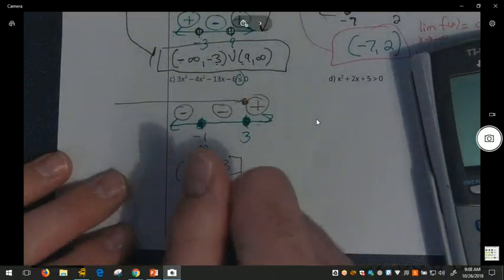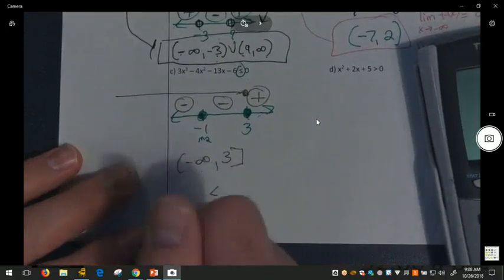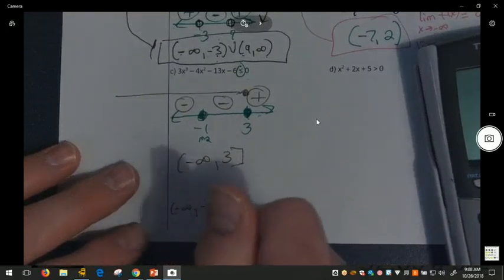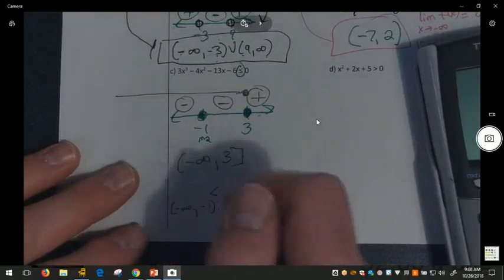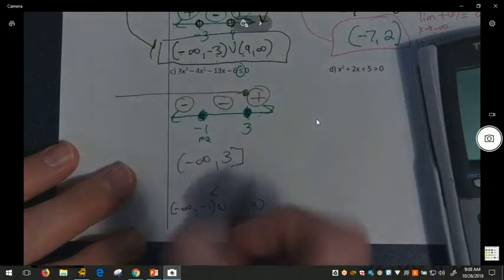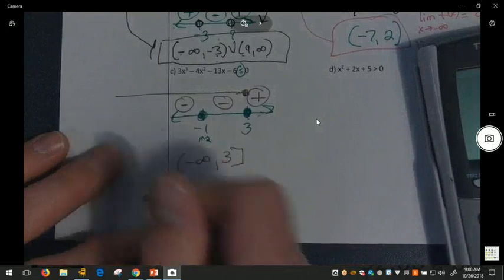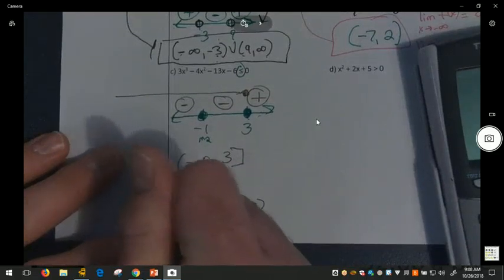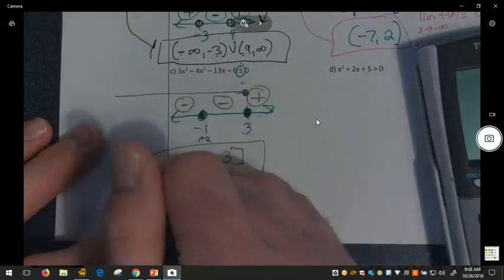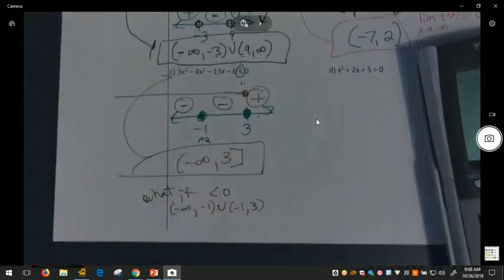Had it been strictly less than, then it would look very different. It would be -infinity to -1, not including it, joined with -1 to positive 3. That's if it had been strictly less than 0. But for this problem as it's written, this is our solution.